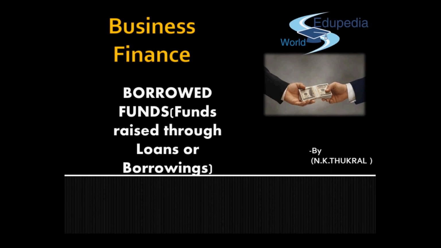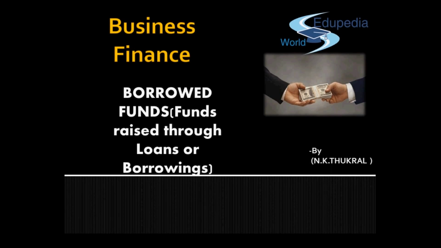Borrowed funds are mostly repaid with interest, meaning the borrower pays a certain percentage of the principal amount to the lender as compensation for borrowing. Most borrowed funds also have a maturity date by which time the borrower must have repaid the loan. Thus, we can say borrowed funds are the funds raised through loans or borrowings.